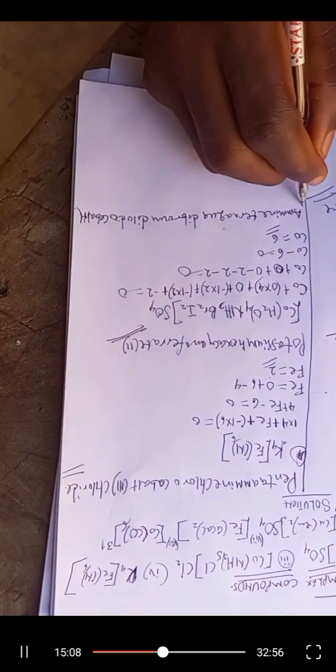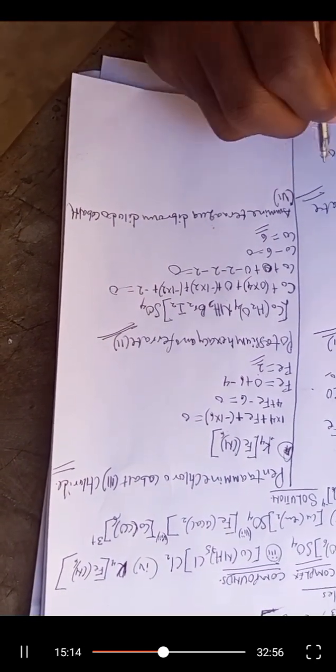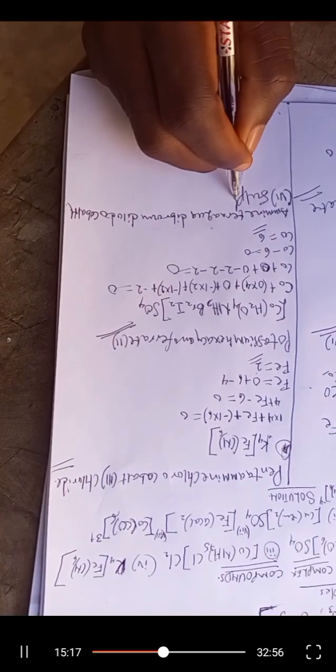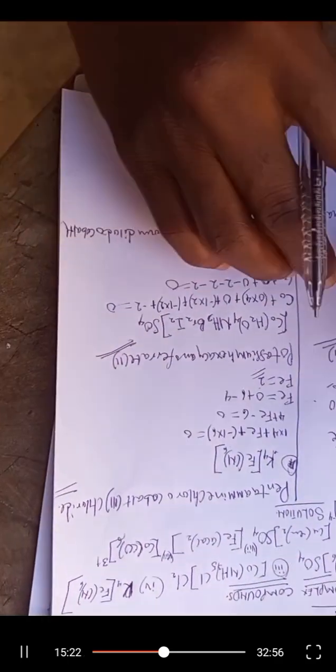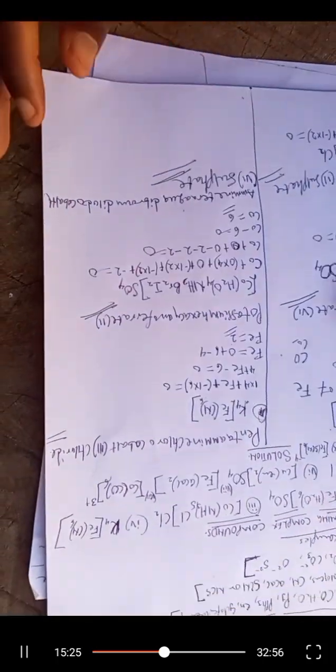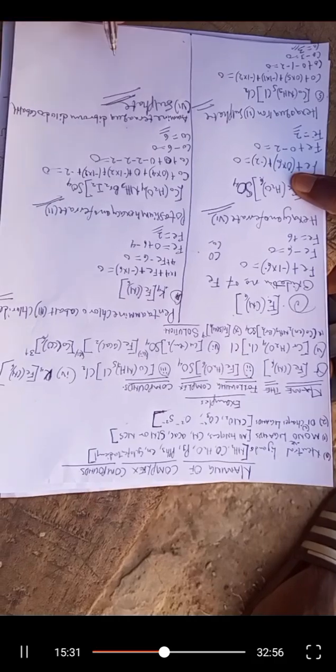Then you put this in brackets. 6. Cobalt 6 sulfate. So when you have many different ligands, try to use alphabetical order to generate their names. So this is how to get the name for this one.